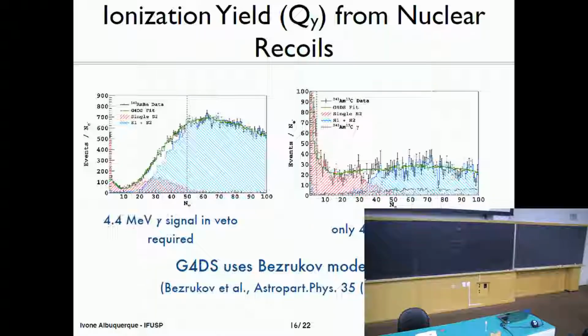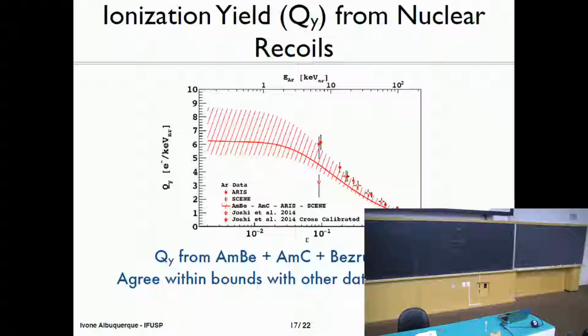But here's the data, so with the AmBe source, and here's with the AmC. In black here we have the data, and we try to understand the signal also with our Monte Carlo. This is a Geant4-based G4DS, and the G4DS used this model, the Bezrukov model, which includes ionization, recombination of electrons, and so on. And so with this, we can understand the ionization yield from nuclear recoils. And this is what we get.